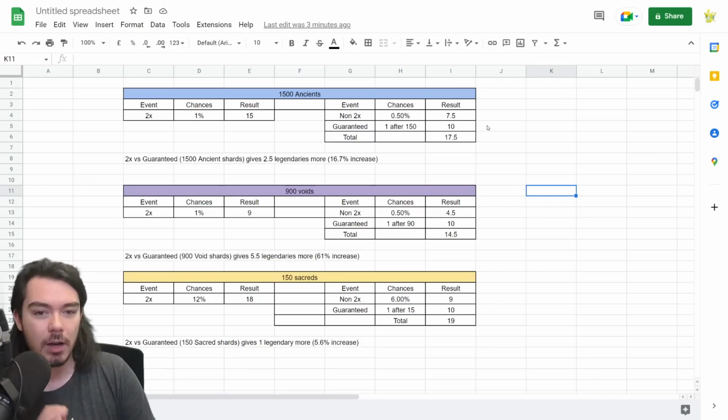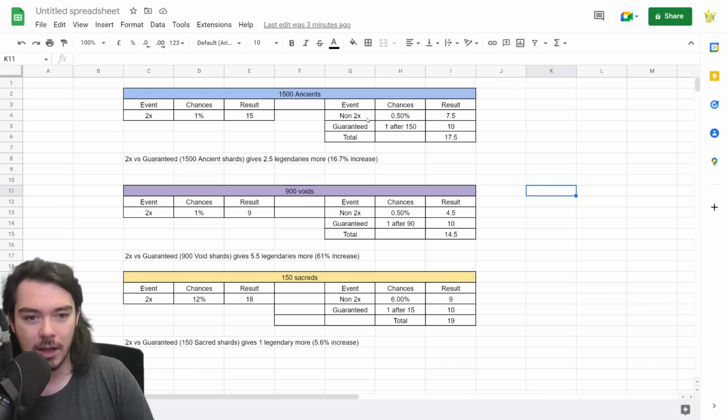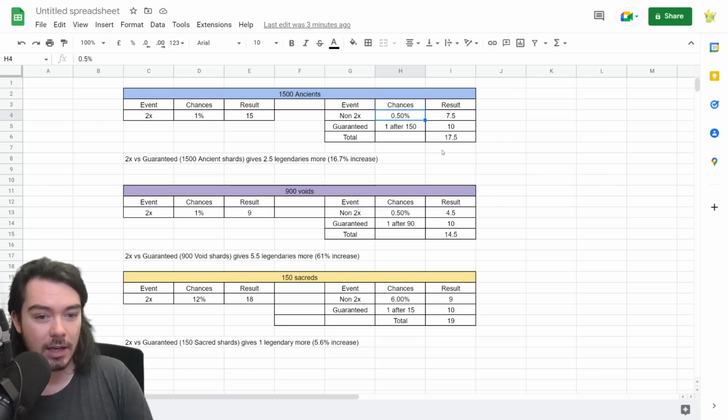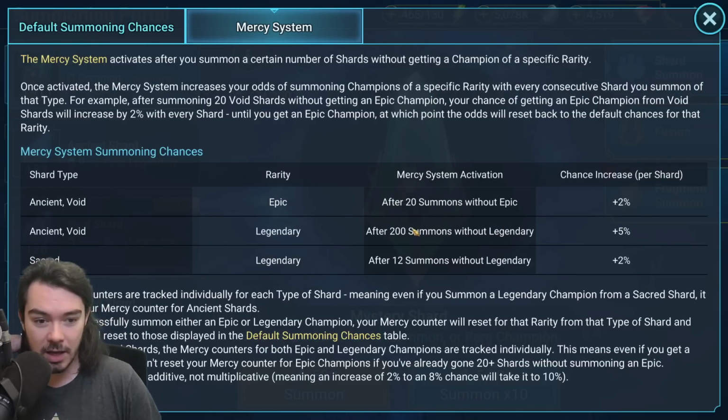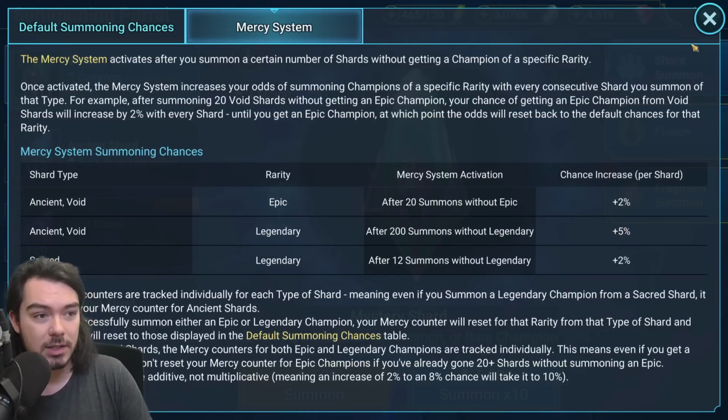Now, when it comes to the guaranteed, you've got a much better chance. Because we're only expecting to get one legendary every 200 shards. If we start getting unlucky, we start getting less than that. Less than one legendary for 200 shards. Well, the mercy system catches you then, right? If you pull 200 and you haven't got your legendary, you go, oh man, I've missed out on my 0.5% chance here. Well, this is where your mercy system kicks in, and you start to catch up.